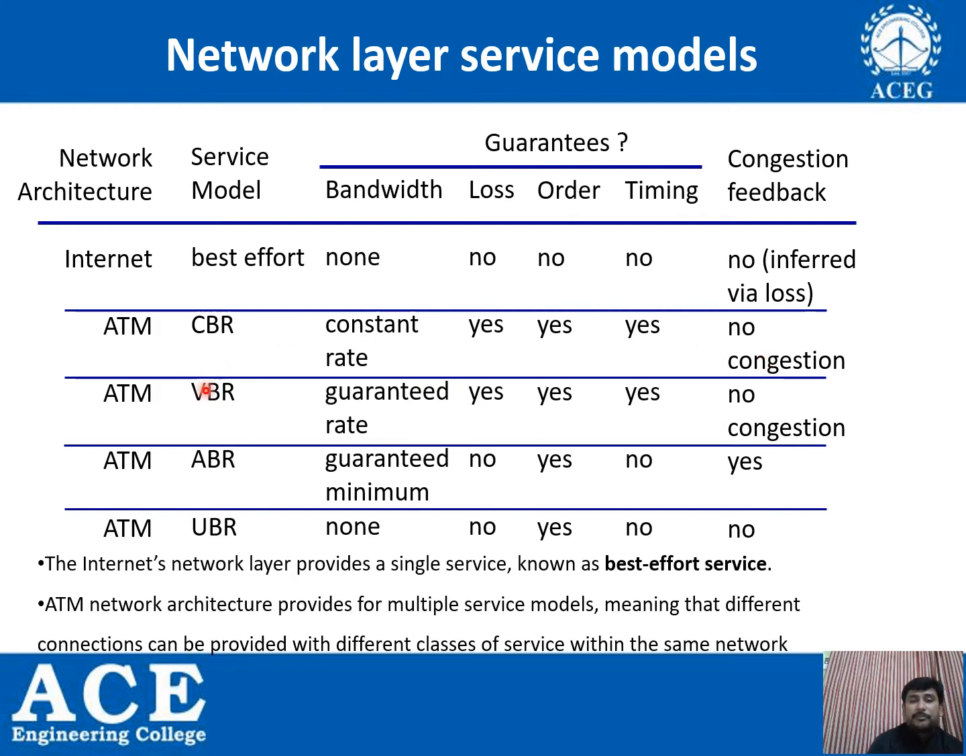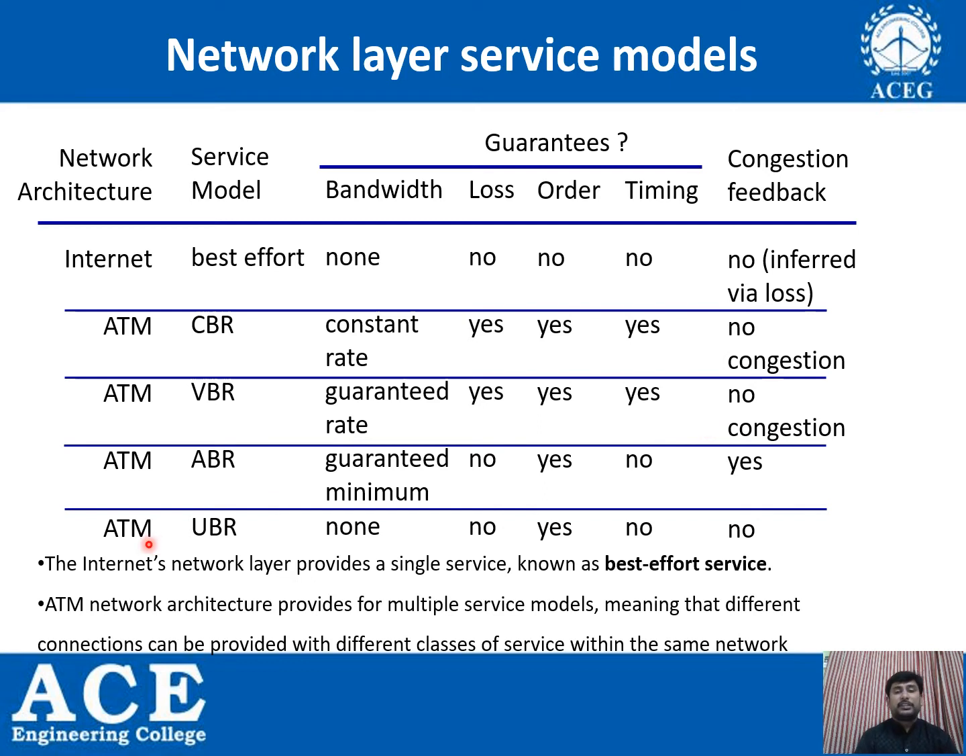The other case is ATM variable bitrate, which is referred to as VBR. Here we will have some guaranteed rate. For example, if heavy traffic is there, I'll give you 512 kbps or 1 Mbps. When traffic is low, I can give you 2 Mbps. It depends on the traffic and the time of usage. Where you have different rates for different periods of time, you refer to it as variable bitrate. Here the bandwidth can be guaranteed to an extent. There may be a loss of packets, a bit, but not as much as in the other case. Very few cases may have a loss, but the order is as per the transmitted order. The timing is guaranteed, but there is no congestion feedback.